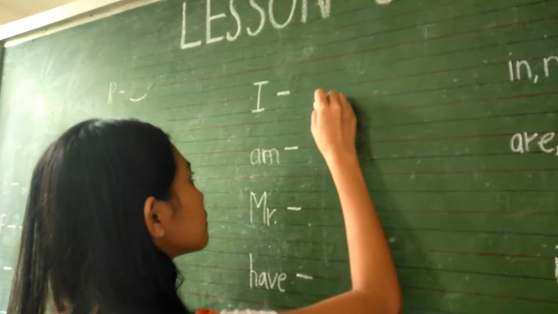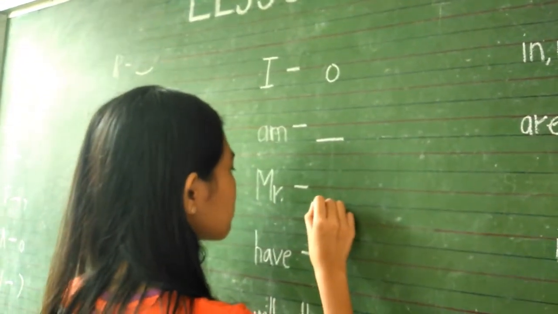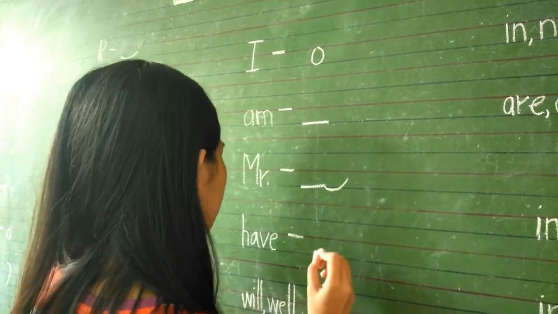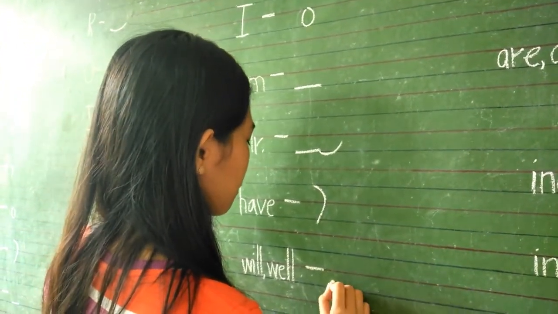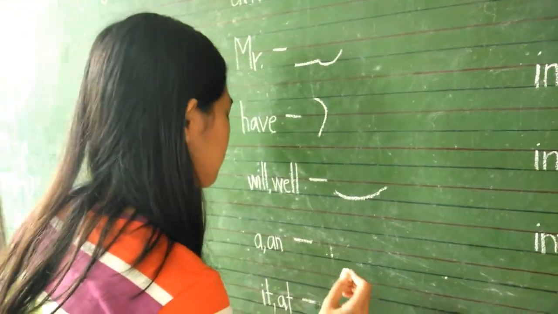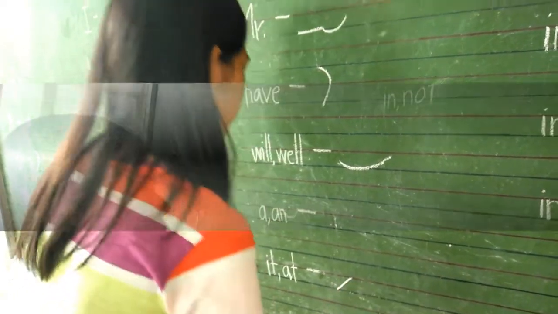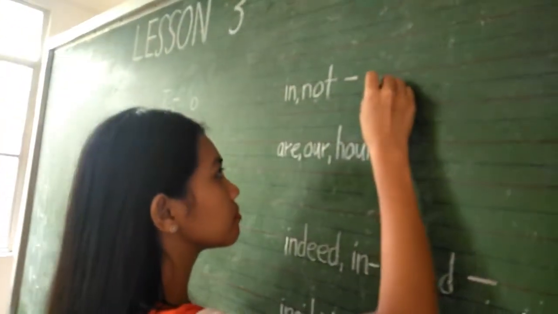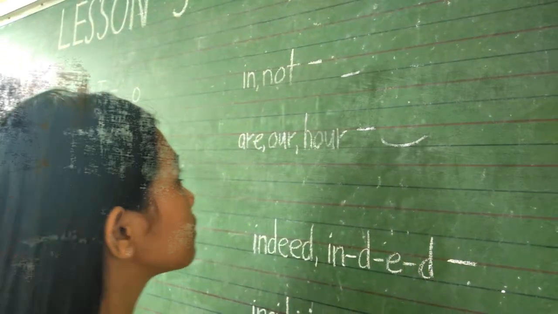I is represented by A, am is represented by M, Mr. is represented by M and R, have is represented by V, will or well is represented by L, a or an is represented by A, it or at is represented by T, in or not is represented by N, our and R is represented by R.